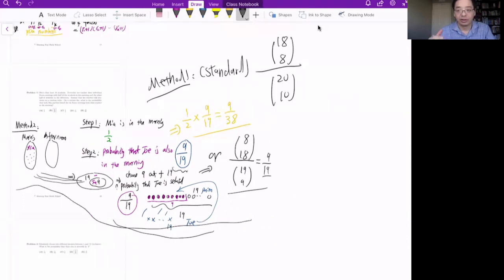For the second one, if you use intuition, you pick this 9/19. Either way works. Again, for those students who are first learners and not very comfortable with probability, I would suggest you go with the standard one.